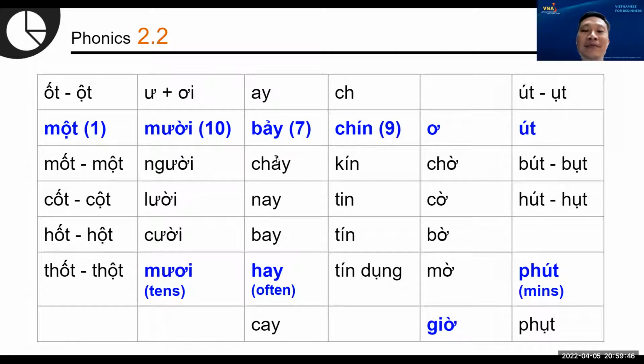But anyway, 7 is 7. So let's practice this I sound. I. Nay. Next one. Bay. Yes. Hay. Let's learn it in the sense of often. Later we're going to practice with the word often. Hay means often. Hay. Okay, and last word, chín.